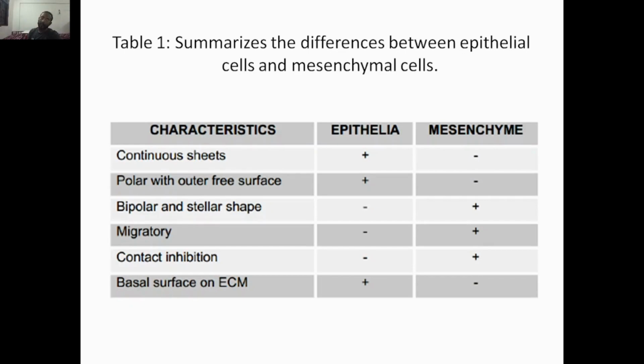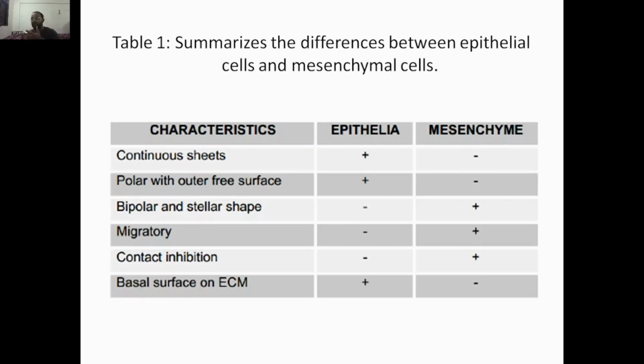Next, polar with outer free surface. Next, migratory ability is absent in epithelia because the cells are interconnected and tightly packed. Single cells cannot migrate, whereas mesenchymal cells are loosely packed, so they can migrate easily. Next, contact inhibition. Contact inhibition is absent in epithelia and present in mesenchyma.